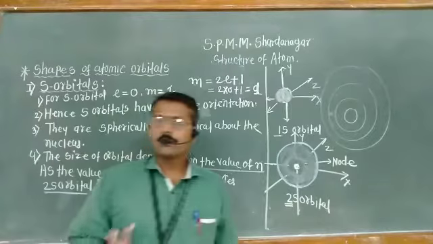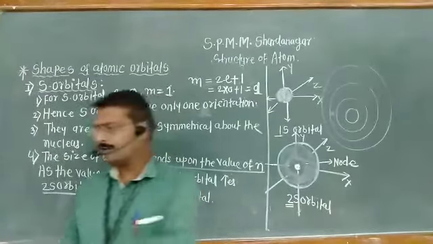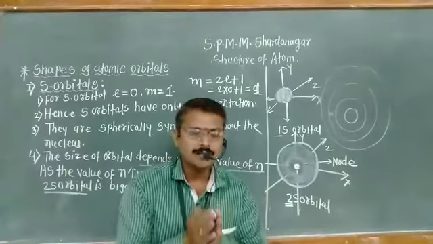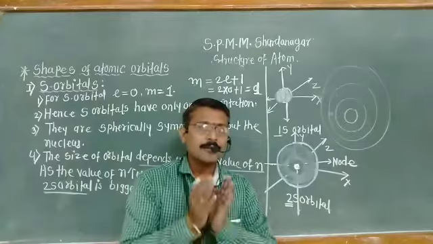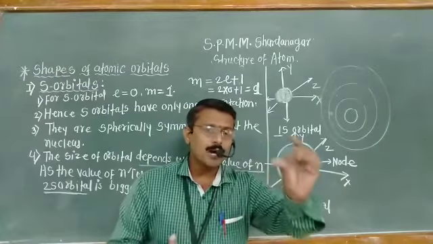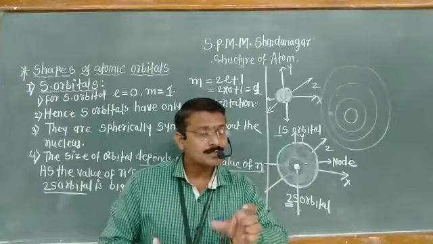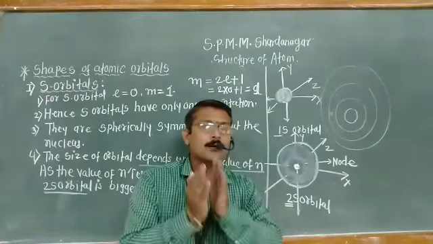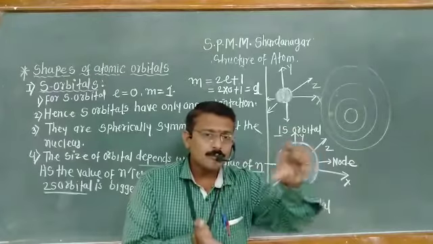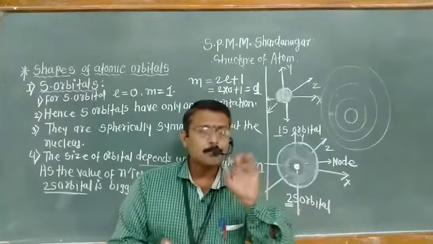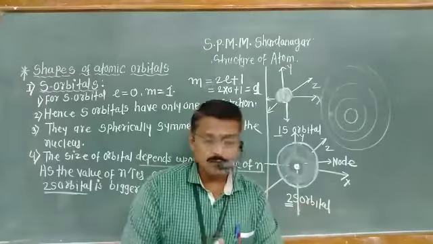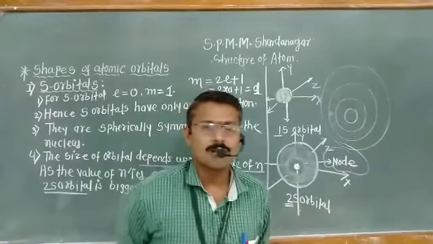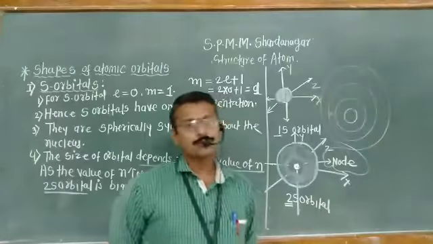The probability of finding the electron in the region between the 1s orbital and 2s orbital is 0, and this space between the 1s orbital and 2s orbital is collectively called a node. The space is called a node.